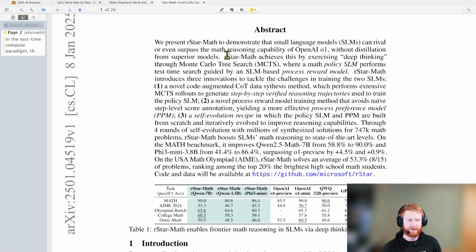Okay, so this paper is presenting rStar-Math, demonstrating that small language models, and all of their models are 7 billion parameters or below, can rival or even surpass the math reasoning capabilities of OpenAI o1, the state-of-the-art frontier model, top dog, without distillation. So without just using extremely large models to directly train those small models. Okay, so big claim. They achieve this by exercising deep thinking through Monte Carlo tree search, where a math policy small language model performs test time search guided by a process reward model.